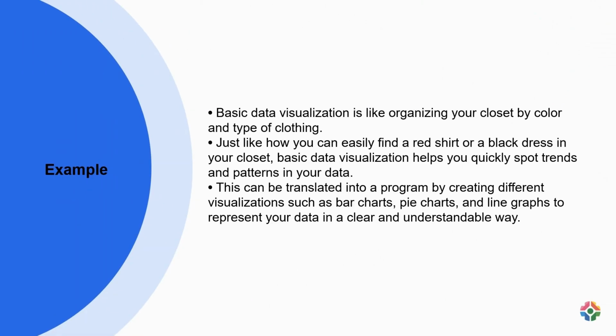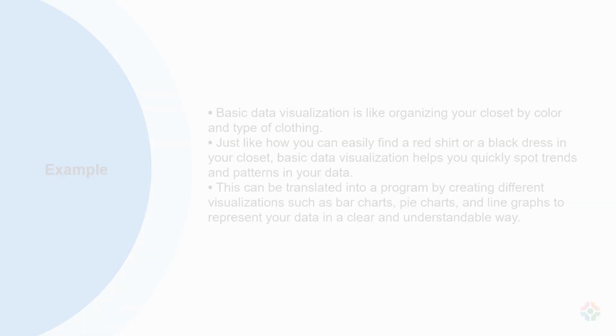Basic data visualization is like organizing your closet by color and type of clothing. Just like how you can easily find a red shirt or a black dress in your closet, basic data visualization helps you quickly spot trends and patterns in your data. This can be translated into a program by creating different visualizations such as bar charts, pie charts, and line graphs to represent your data in a clear and understandable way.